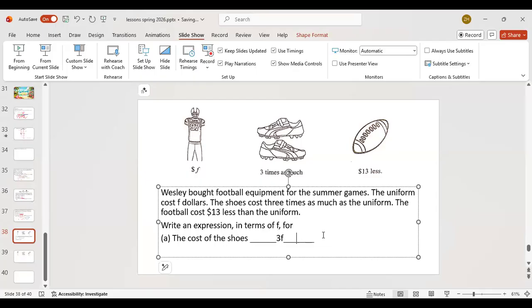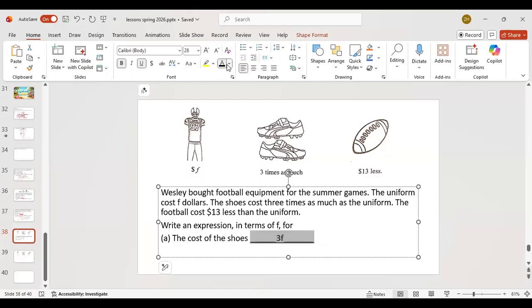And what does 3F mean? 3 times F. Very good. So whenever they're adjacent, whenever they're close together, that means you multiply them. So the cost of the shoes is 3F.